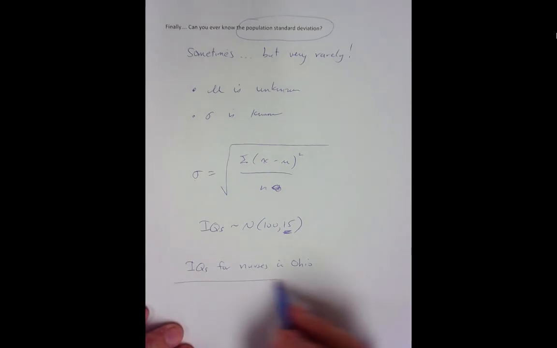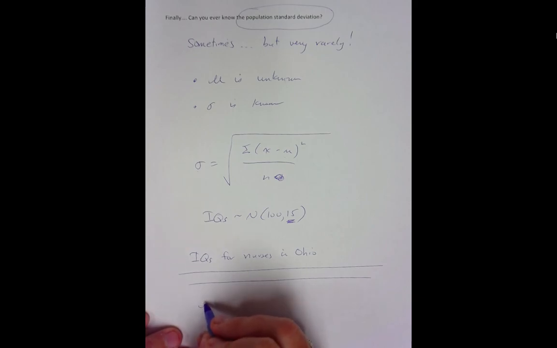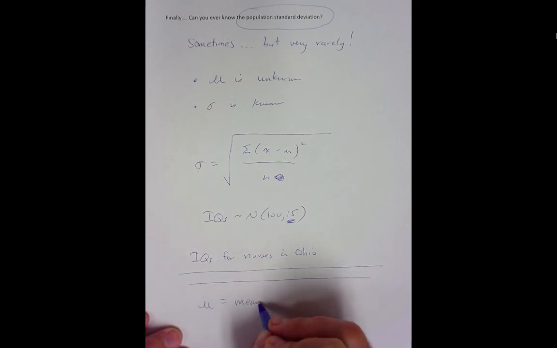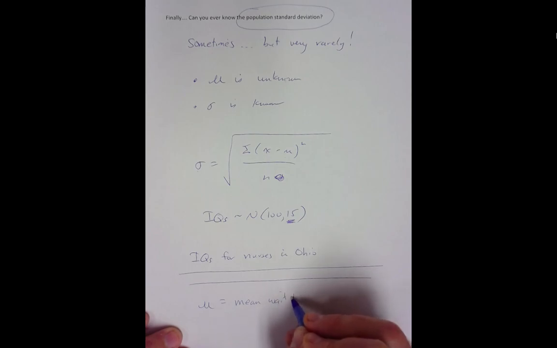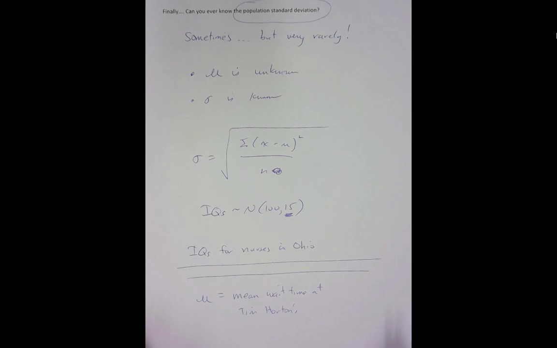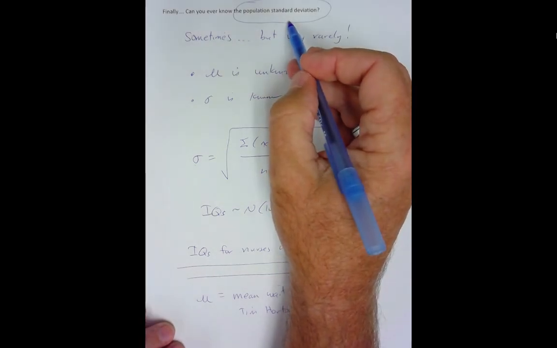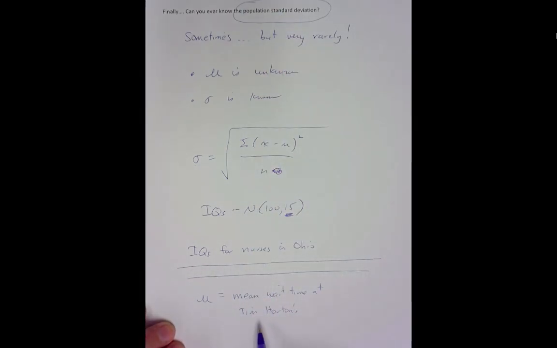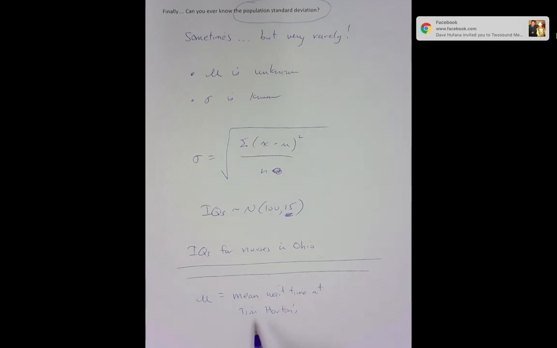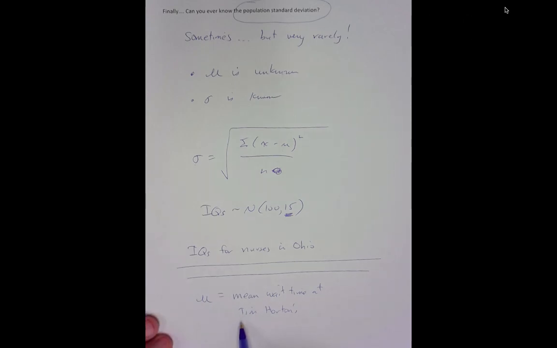However, let's say I want to know mu, which is the mean wait time at Tim Hortons. Now, I don't know anything about mean wait time at Tim Hortons. They seem to be pretty prompt and pretty accurate to me. I love their coffee and bagels, but I don't know anything about the population standard deviation. So things like that are much more realistic, where you're going to run into situations where you don't know the population standard deviation.